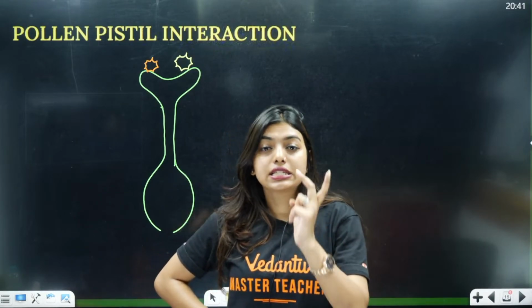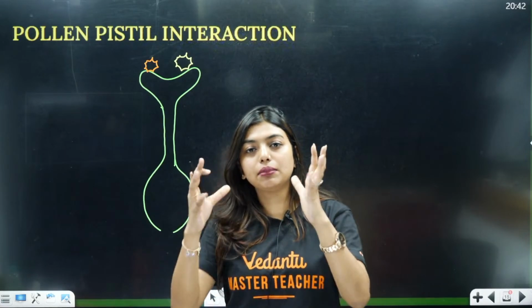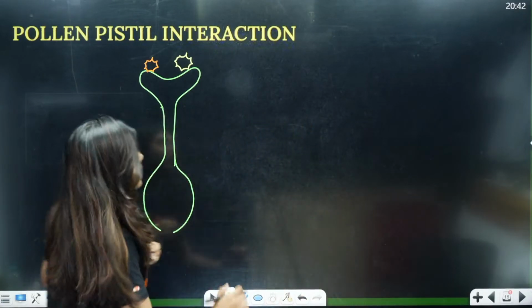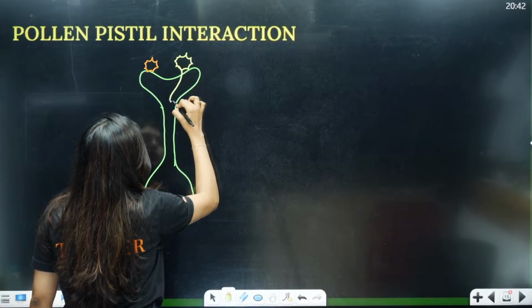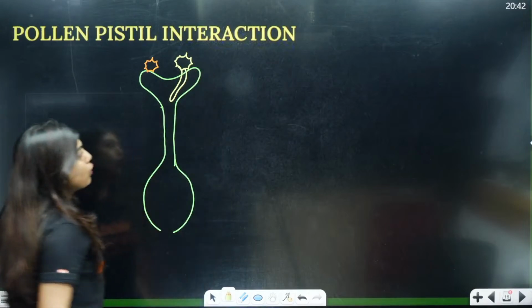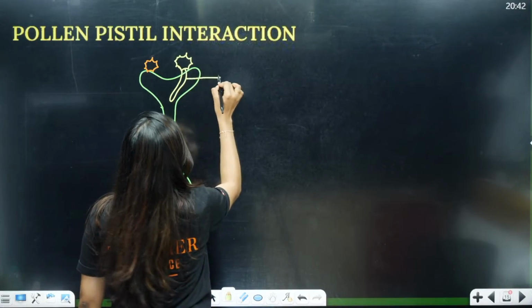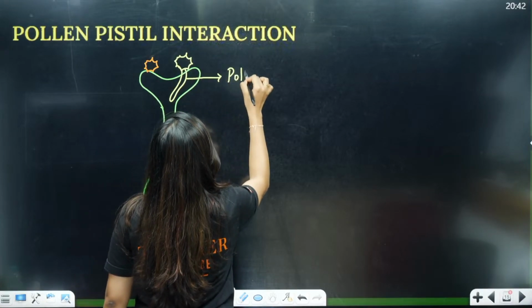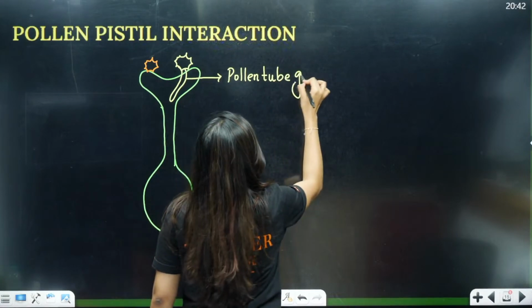So it's also the pollen's and your stigma's compatibility. Who is going to be compatible? The stigma is going to accept. If the stigma accepts, it is going to allow the pollen tube formation. It is going to allow what? Pollen tube formation. Clear to all of you? Now, this is your pollen tube germination.